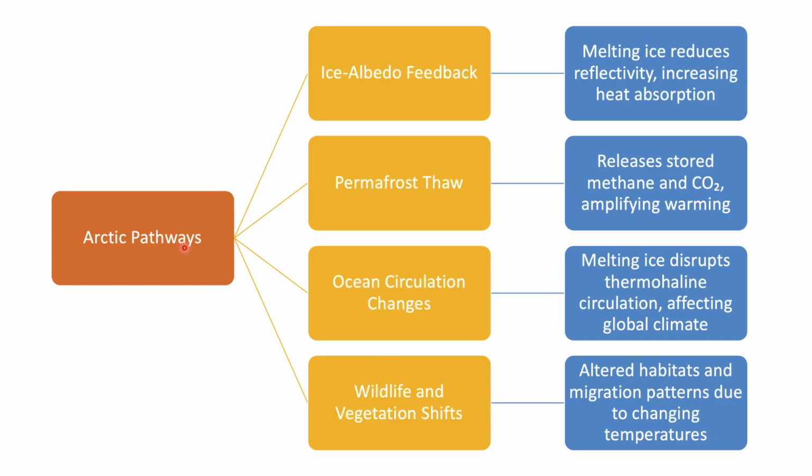And what are the different Arctic pathways by which climate change is happening? One is the ice albedo feedback. The melting ice reduces the reflectivity, increasing the heat absorption. So it is a positive feedback. Permafrost thaw releases the stored methane and CO2, amplifying the warming, also a positive feedback. Ocean circulation changes: the melting of ice disrupts the thermohaline circulation, affecting the global climate. This is also a positive feedback. Wildlife and vegetation shift: altered habitats and migration patterns due to changing temperature. So this is the ecological effect happening due to climate change.